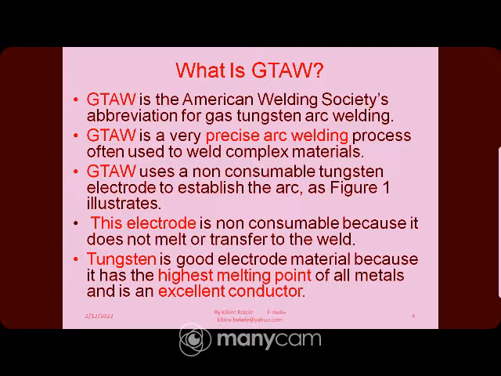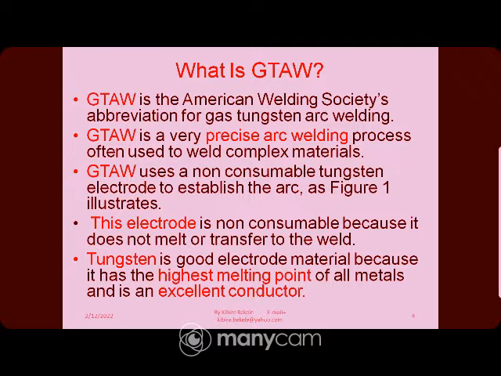As you see, it indicates the gas tungsten arc welding process, or in some cases we shortly call it GTAW. This means gas tungsten arc welding processes. So the gas tungsten arc welding process is a very precise arc welding process, often used to weld complex materials.